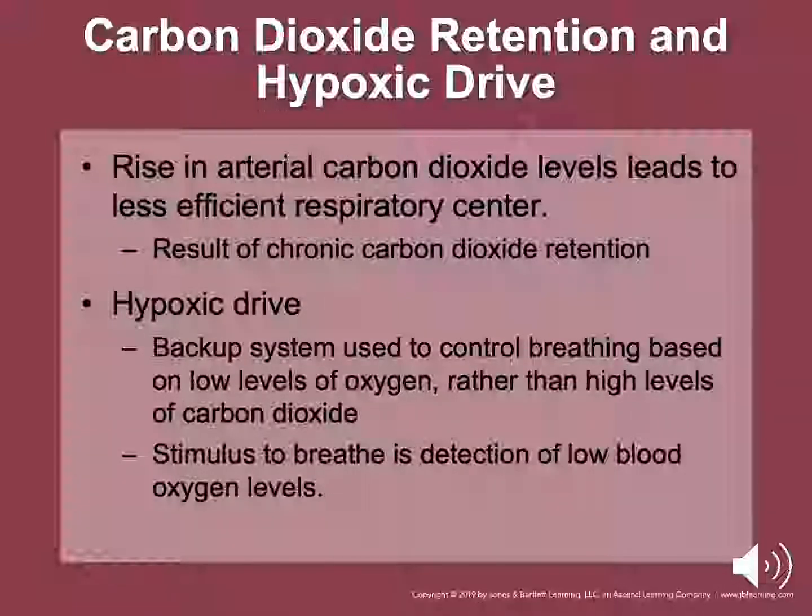All right, a rise in arterial carbon dioxide levels leads to a less efficient respiratory center, so it could result in chronic carbon dioxide retention. So the body may produce too much carbon dioxide. If the arterial carbon dioxide levels rise slowly to a normally high level and remain there, the respiratory center may work less efficiently. The failure of those centers to respond normally to a rise in arterial levels of carbon dioxide is a result of chronic carbon dioxide retention.